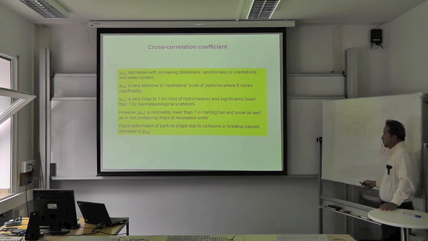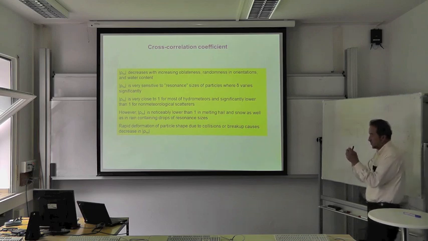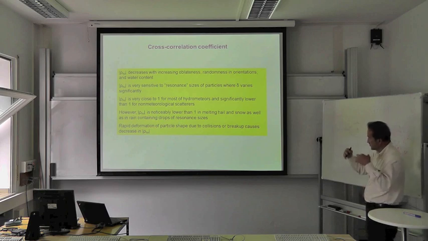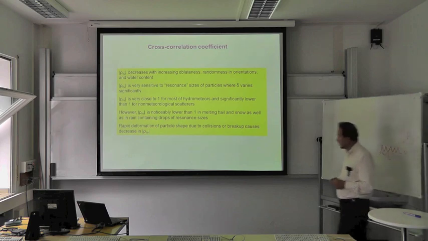Rho hv is noticeably lower than one in melting hail and melting snow, as well as rain containing drops of large size. Now, most of the time, it's very close to one for meteorological particles. Then, if we have very non-spherical, deformed particle shapes due to collisions or breakup, then the cross-correlation coefficient also tends to be lower.